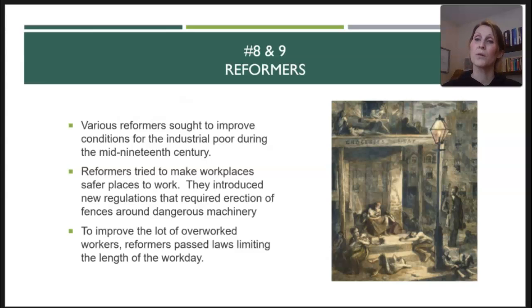Questions number 8 and 9, Reformers. Various reformers sought to improve conditions for the industrial poor during the mid-19th century. Reformers tried to make workplaces safer places to work. They introduced new regulations that required erection of fences around dangerous machinery. To improve the lot of overworked workers, reformers passed laws limiting the length of the workday.